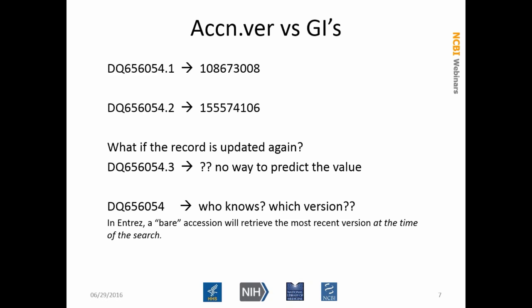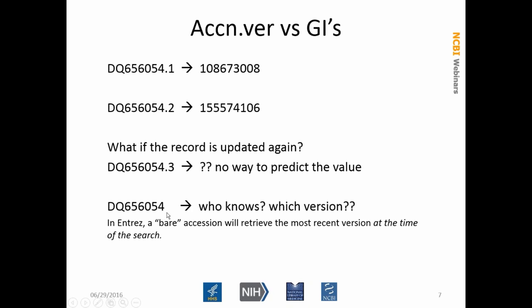Let's say that in the future that record is updated again. What would happen? Could we predict what would happen? From the accession number, yes, we can predict because it'll be the same accession, but it will be .3 now, so the version increments again. But we have no way of knowing what the GI number will be. Effectively, it will simply be a pseudo-random number from a user's point of view as to what that actual identifier would be.